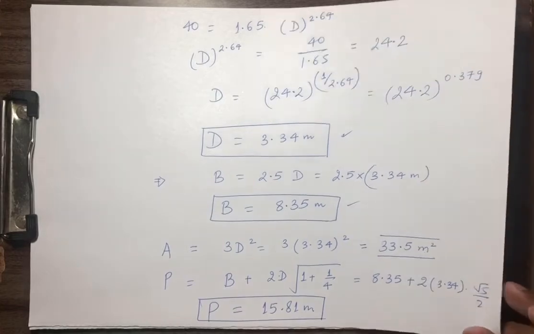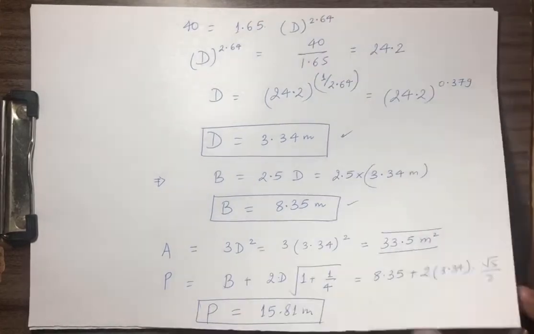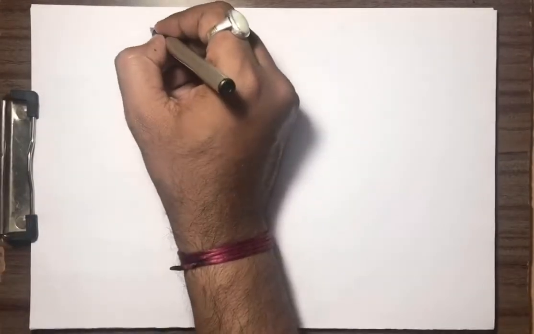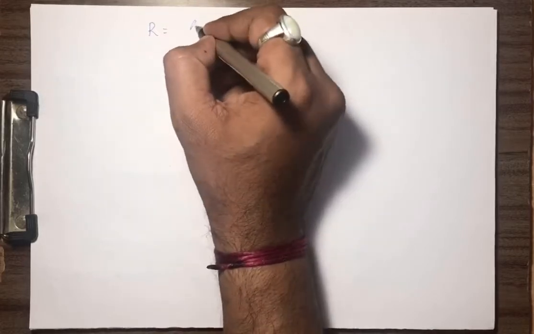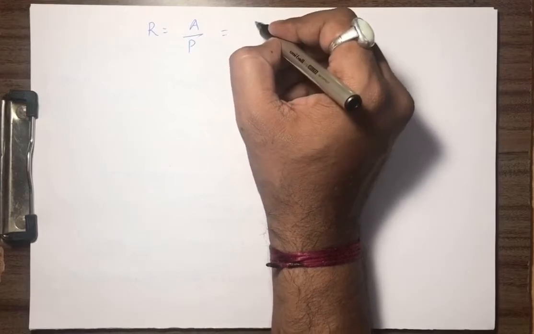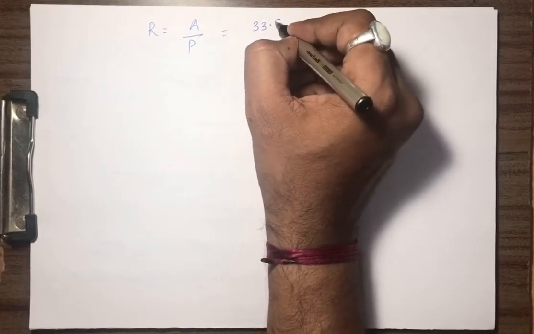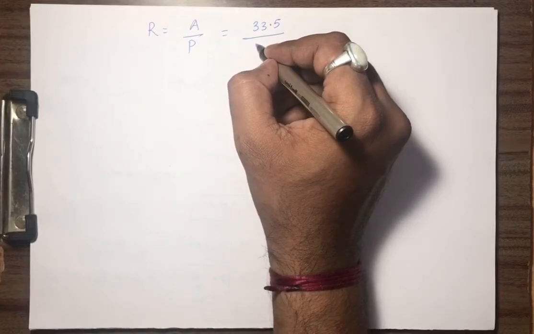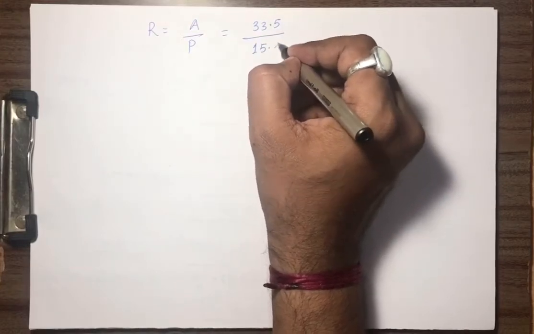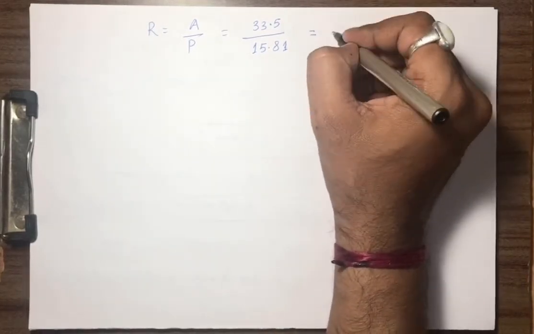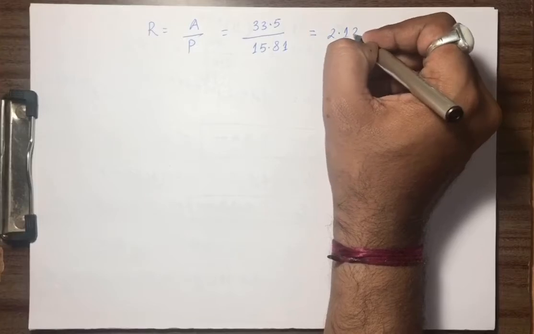Clear? So area we have calculated, perimeter we have calculated. Now what we have to do? We have to calculate R, because R is area upon wetted perimeter. So area is 33.5 divided by the perimeter, the wetted perimeter is 15.81, and it is coming out to be 2.12.